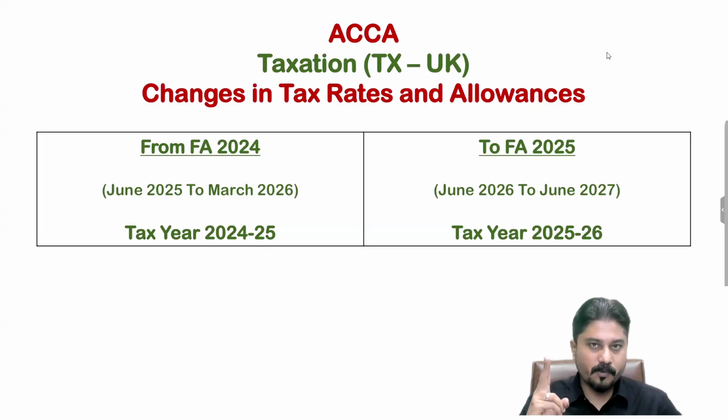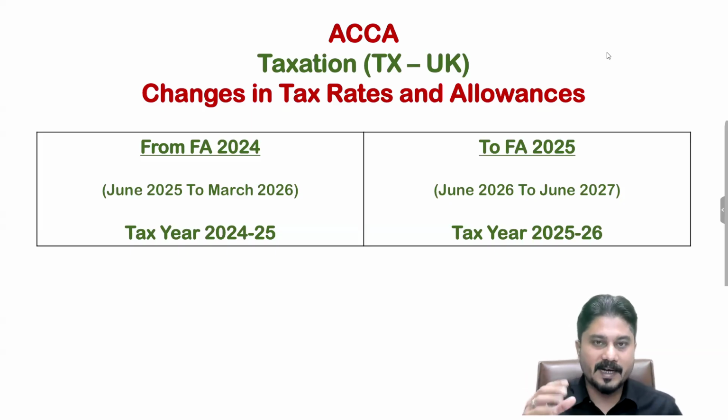The second type is those students who attempted the TX paper but were unable to pass, and they studied and attempted it according to Finance Act 24, and now they are wishing to retake this paper. And by the way, if you are studying and taking the TX paper for the first time, this video is irrelevant for you. You can skip.